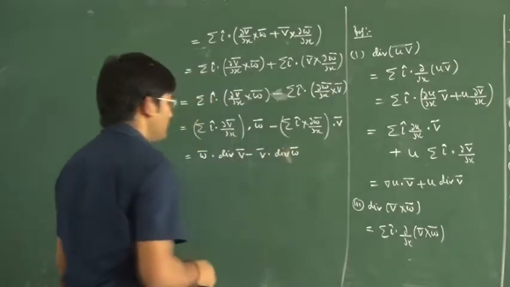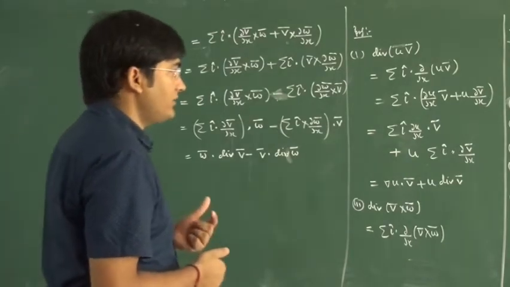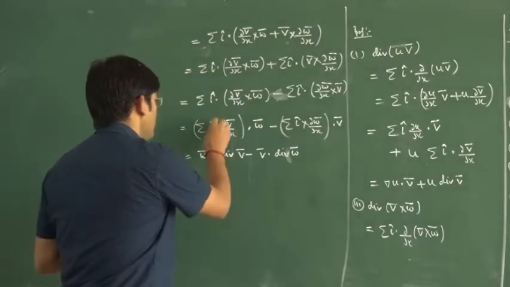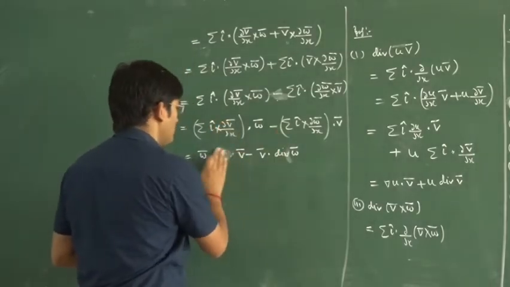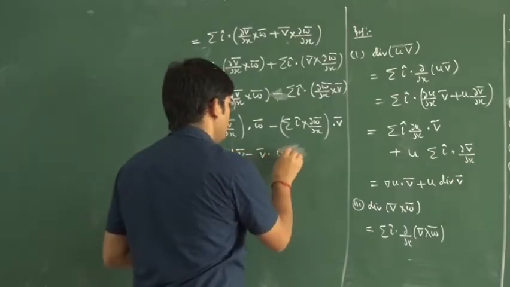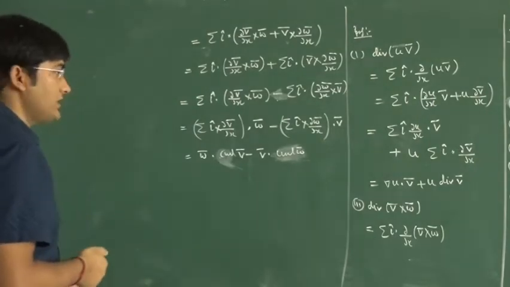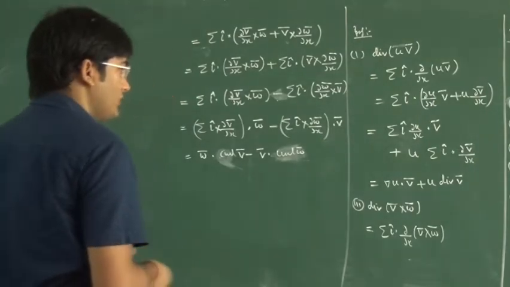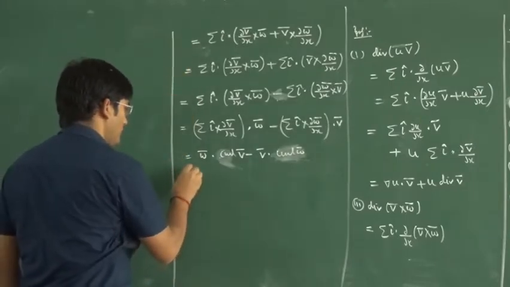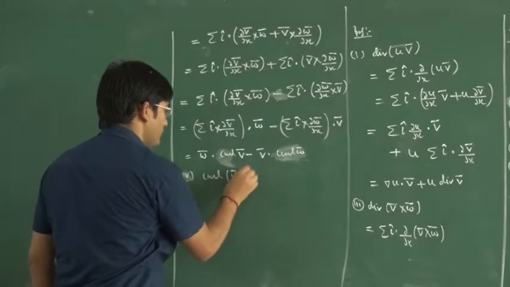So the proof of the second part is this, and now for the third part, the divergence of v cross w is equal to, so we have cross here again, so this is your w dot curl v minus v dot curl w. So the third part is w dot curl v minus v dot curl w. Now the fourth part. For the fourth part, we have curl v cross w.